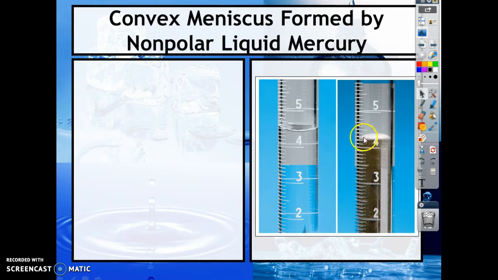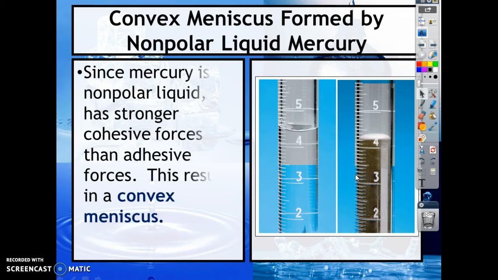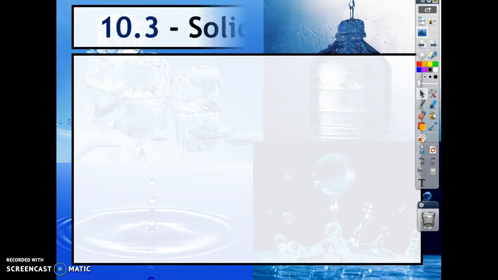Concave versus convex. Well, mercury's nonpolar because it's just mercury hanging out with itself. It doesn't have any of those attractive forces. That's why it causes that to occur. So its forces are more cohesive than adhesive. So we get this convex meniscus, which is kind of cool. If you look inside a thermometer, you'll see that.